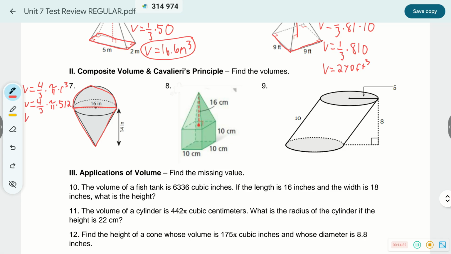We have volume equals 4/3 times 512 times pi. 1,608.5. Okay, multiply that by 4 and then divide it by 3.